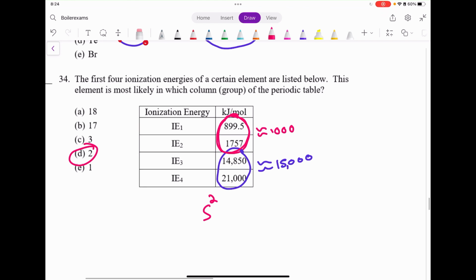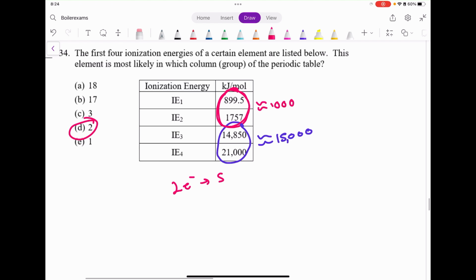To elaborate a little bit more, because perhaps that wasn't sufficient, you got to recognize that these two have very similar energies to remove, which means they're in the same orbital. And I also know that the only orbital that could house 2 electrons is the s.